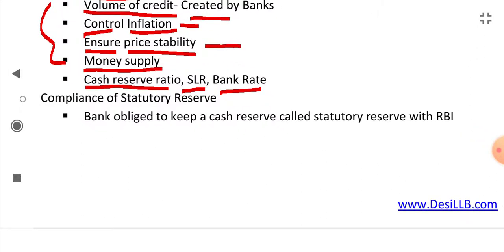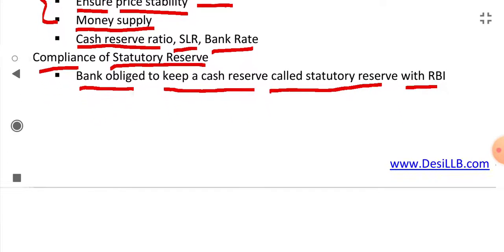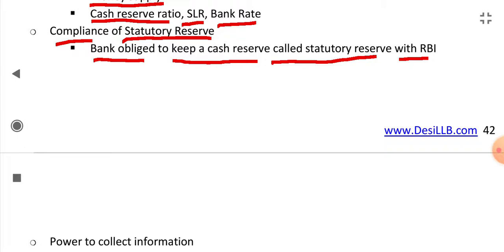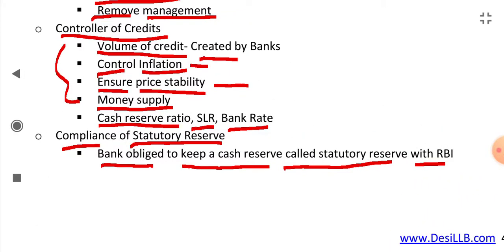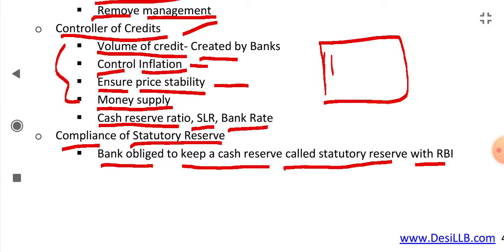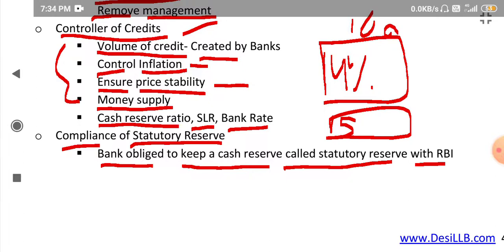Like it sees that the banks are complying with the statutory reserve ratios. Banks are obliged to keep cash reserve called statutory reserve with RBI. RBI directs the banks to keep a certain percentage of their cash with the RBI. Through this, the RBI controls the credit in the economy and the money supply in the economy. So, if RBI directs banks to keep 4% of their cash with the RBI, and if it increases that amount, like if it asks the banks to keep 5% of their money with the RBI, then the banks will have less money. Like suppose banks have 100 rupees.